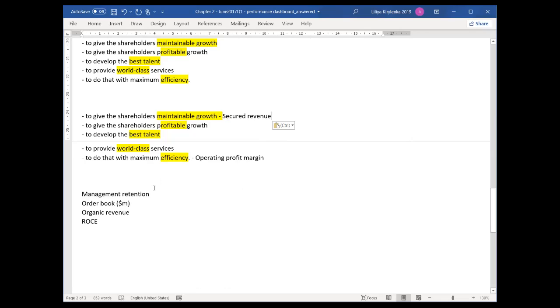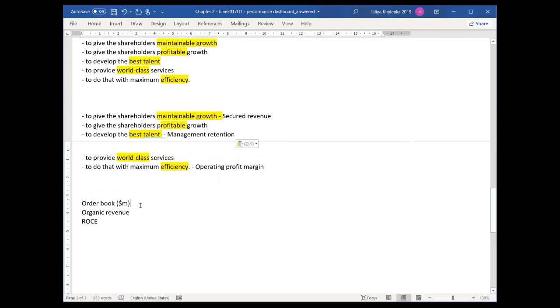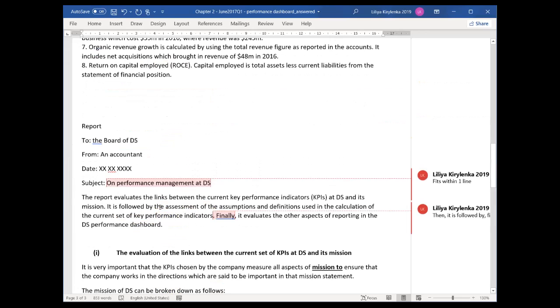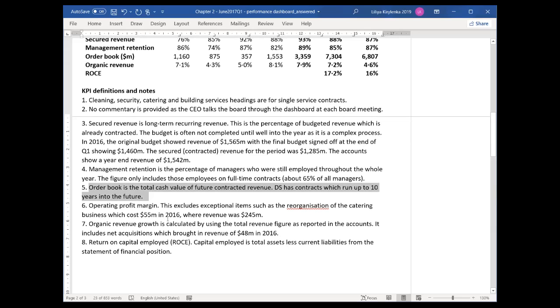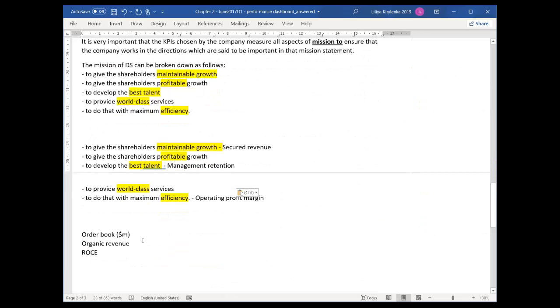Okay. What is management retention? Well, maybe it's about best talent. What about order book? What is order book? Let me see the notes. It is the total cash value of future contracted revenue, and there are contracts that run up to 10 years in the future. Okay, so order book, maybe it's about maintainable revenue as well.